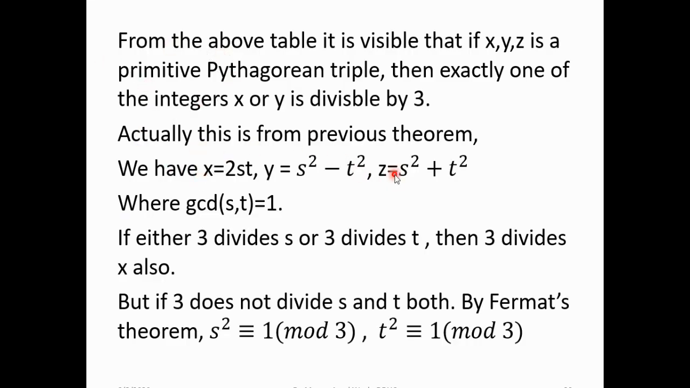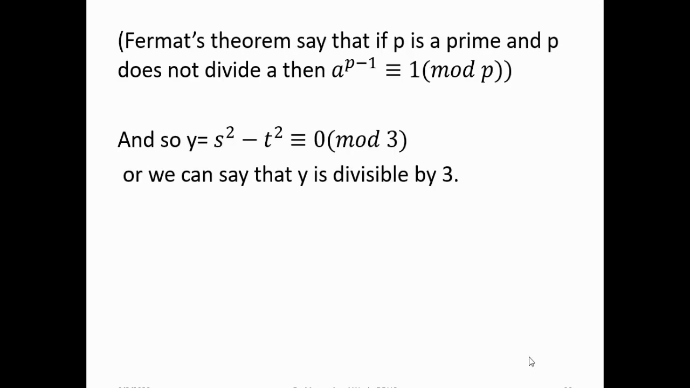Actually, this is from the previous theorem that we have proved, where we gave the values of x, y, and z in terms of s and t. Here s and t are relatively prime. So if either 3 divides s or 3 divides t, then 3 divides x also, because x is equal to 2st. But if 3 does not divide s and t both, then by Fermat's theorem, s square is congruent to 1 modulo 3 and t square is congruent to 1 modulo 3.